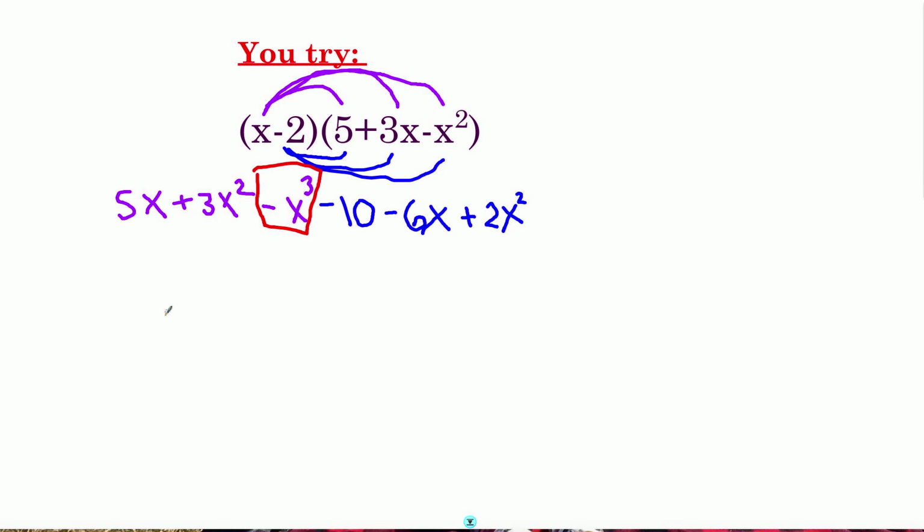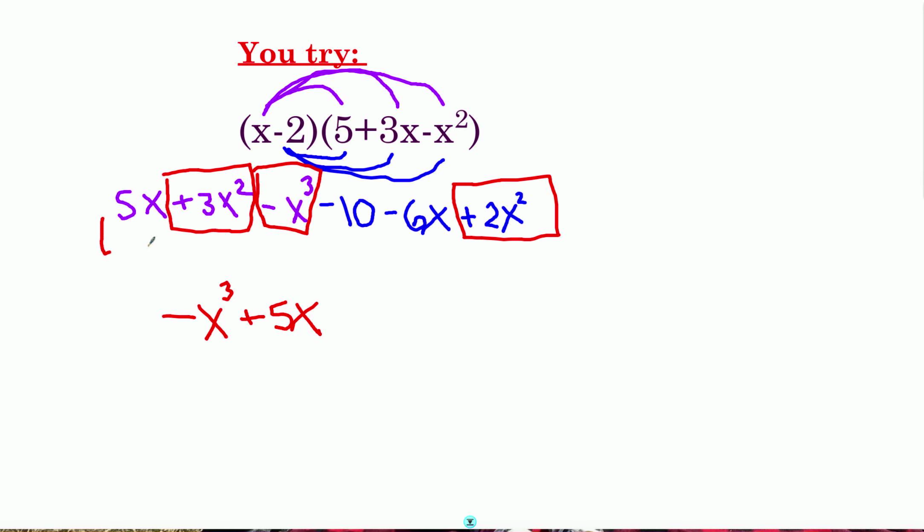So I have negative x cubed. And I'll look at my x squared terms. I have 3x squared plus 2x squared, which would make 5x squared. I have 5x minus 6x, which will be minus 1x. You do not have to write the 1. And then minus 10.